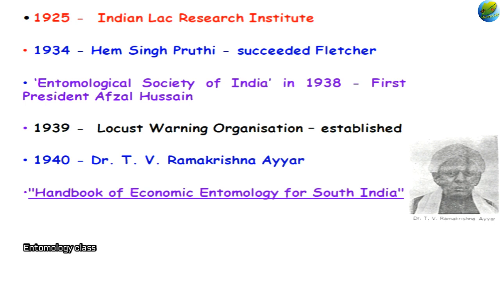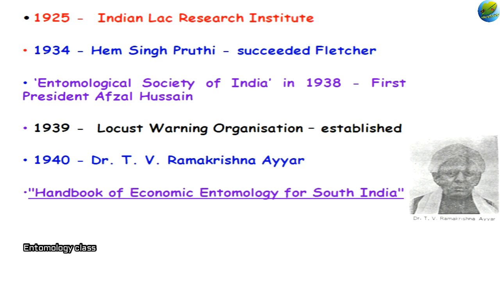By 1934, Hem Singh Pruthi succeeded Fletcher in the Madras state as a state entomologist. Then the Entomological Society of India was formed as the official society for entomological research and knowledge sharing. The community of entomologists came together and formed the Entomological Society of India by 1938. The first president of the Entomological Society of India was Afzal Hussain.